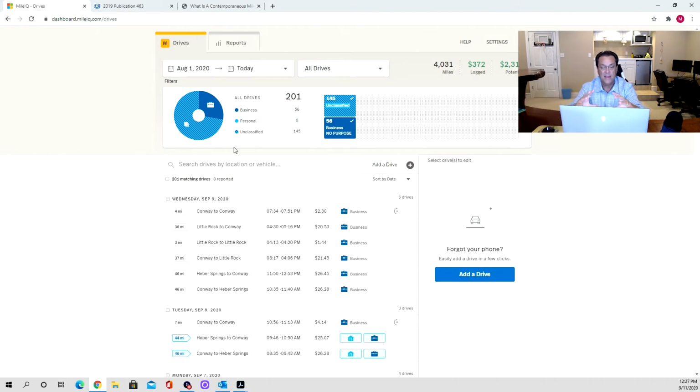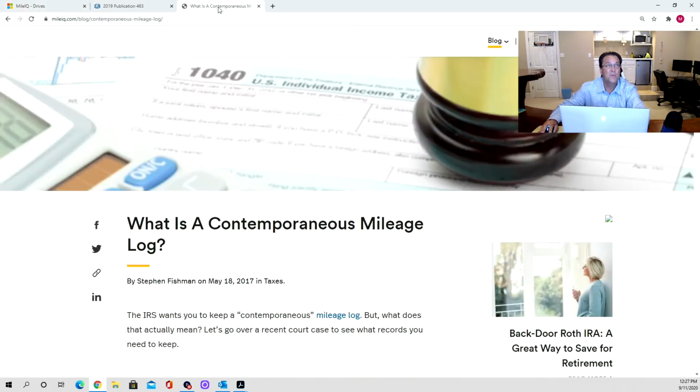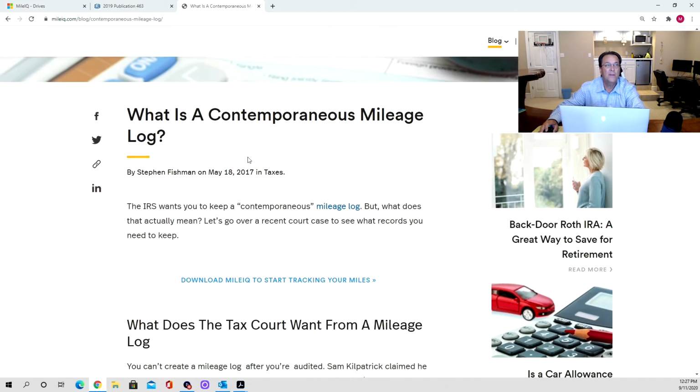I then can take that total mileage. I have business broken down, personal broken down, and then what am I going to be able to do? I am then going to be able to give it to, well, in my case, myself, and I'll be able to take it directly from here. Well, why is this important? Well, here's a little article on what is a contemporaneous mileage log.